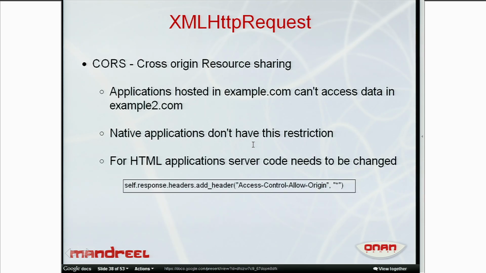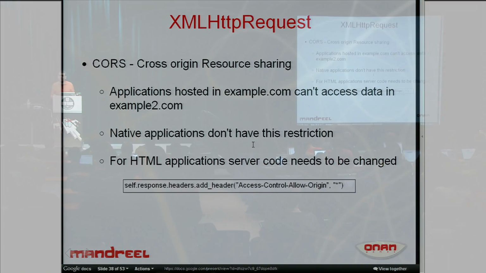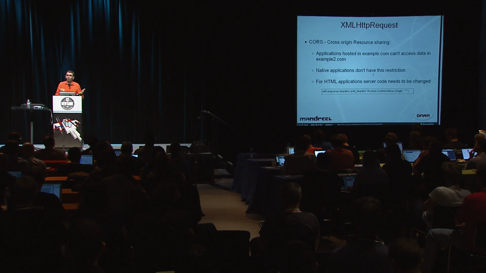But we have this problem, cross-origin resource sharing. This is the most horrible thing. I mean, I didn't know about this. So you have the problem that applications hosted in example.com cannot access data in example2.com. We didn't know about that. So when we did some of the scheduling for the games, we didn't know about this, and it was quite painful. Native applications don't have this restriction. For an HTML application, server code needs to be changed. But that's really easy when you have access to the server code. But what happens when you don't have access?